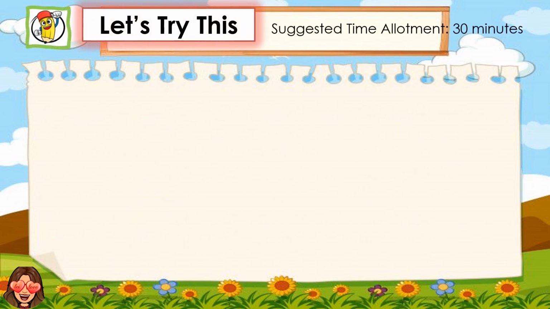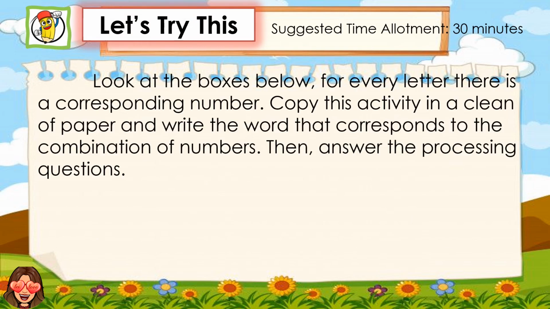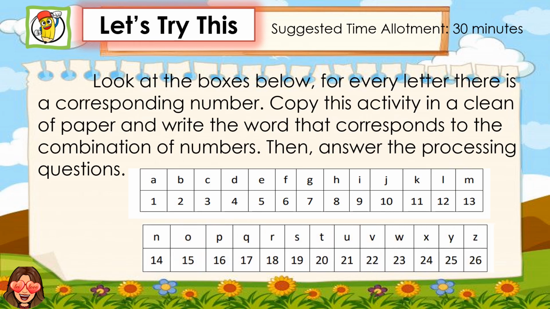Let's try this. Suggested time allotment: 30 minutes. Look at the boxes below. For every letter, there is a corresponding number. Copy this activity in a clean sheet of paper and write the word that corresponds to the combination of numbers. Then, answer the processing questions.